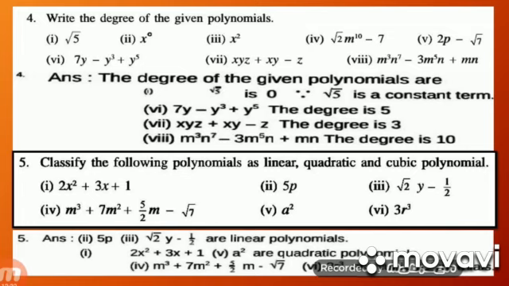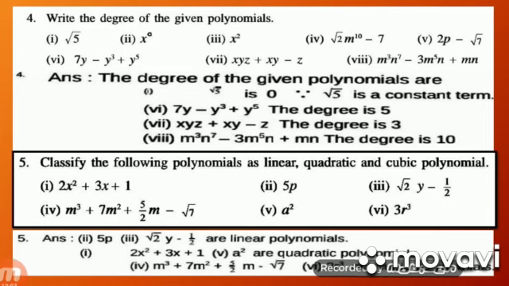Question number 4. Write the degree of the given polynomials. The first, root 5. The degree of the polynomial root 5 is 0 since root 5 is a constant term. Sixth, 7y minus y cube plus y raised to 5. The degree is 5. Seventh, xyz plus xy minus z.